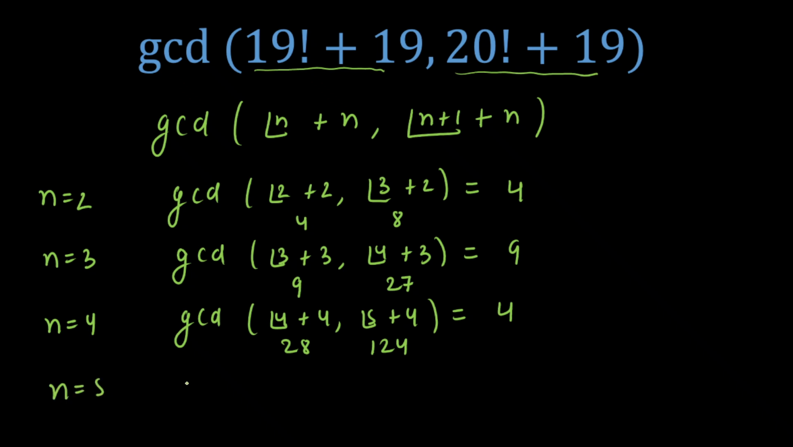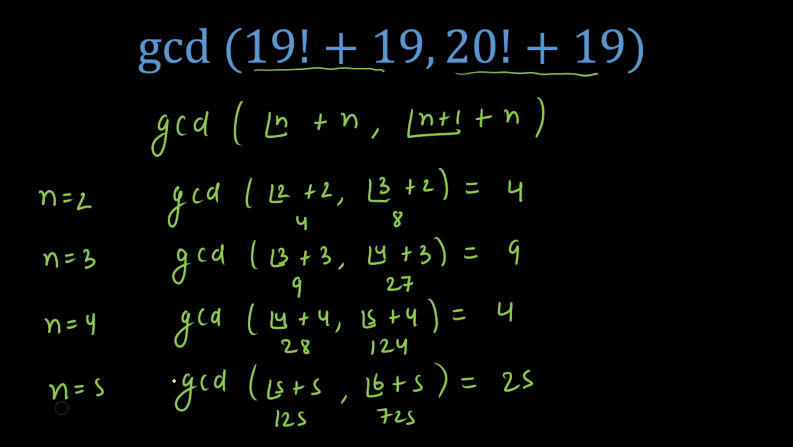Now I'm going to do it for n is equal to 5, and this will be my last number because out of these four I'm going to generalize something, and you will see how. So for n is equal to 5, it's 5 factorial plus 5 and then one more, that is 6 factorial plus 5. Now 5 factorial plus 5 is 120 plus 5 is 125, and here 6 factorial is 720 plus 5 is 725. If you calculate the GCD of this, it will be equal to 25.